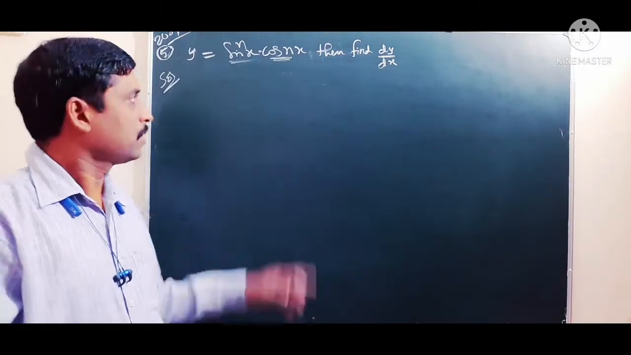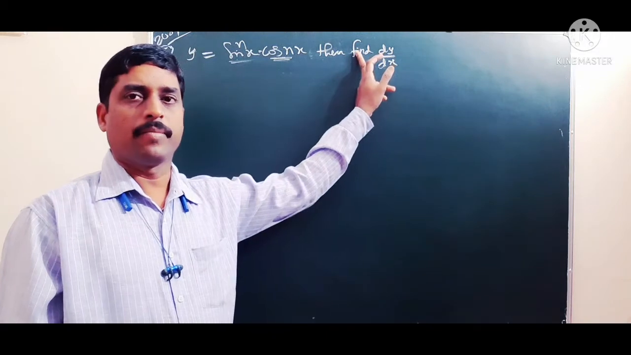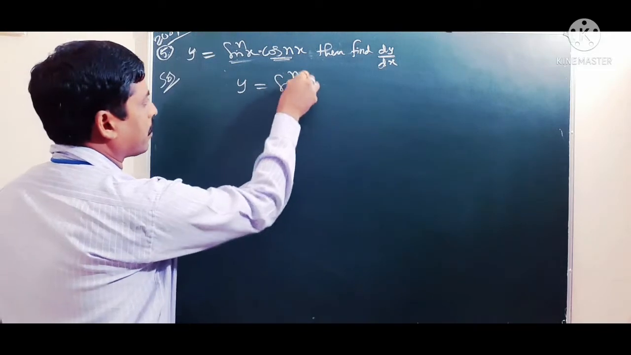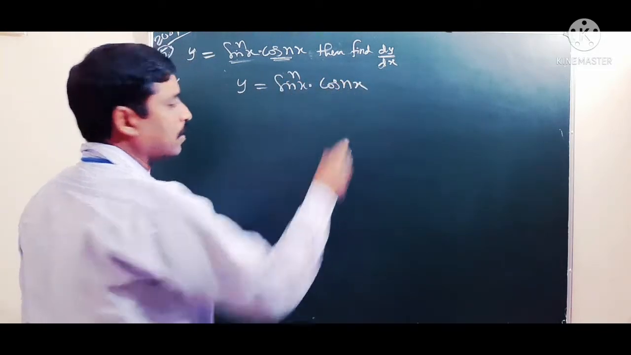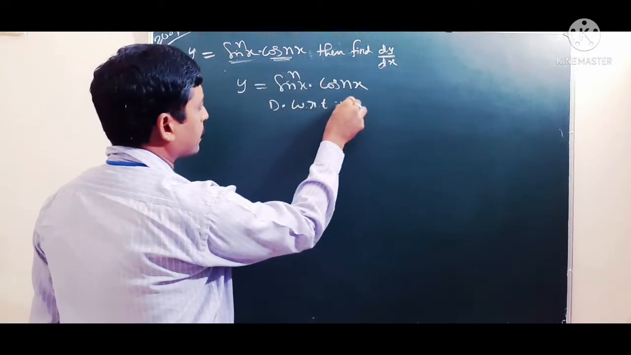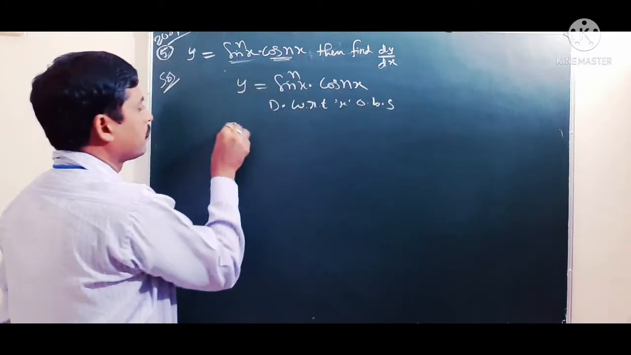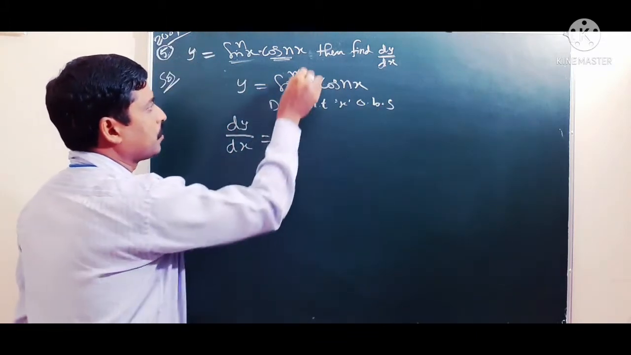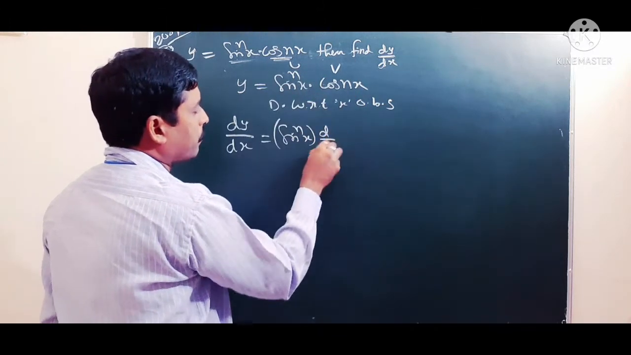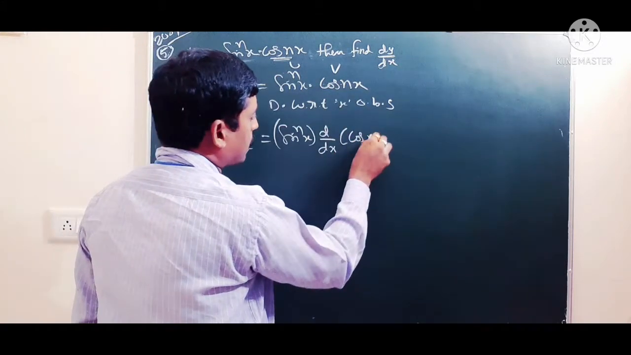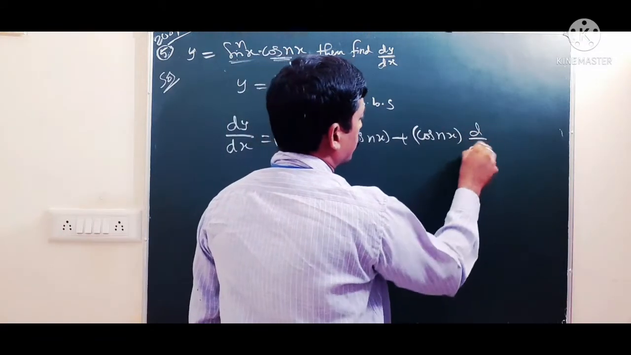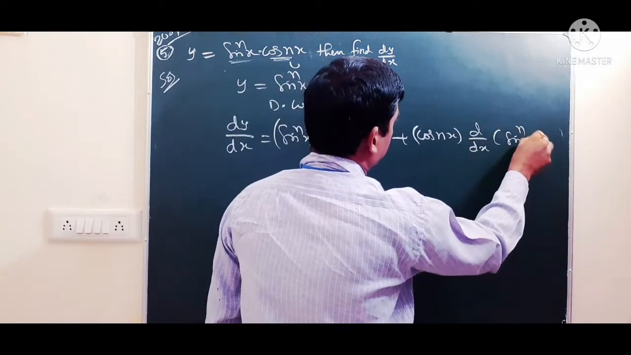This is from a 2009 question. The y value is given, and we have to find dy by dx, using the uv formula. So y equals sin to the power n x into cos nx. Now differentiate on both sides with respect to x. So dy by dx, using the uv formula: u into the differentiation of v, where v is cos nx, plus v into the differentiation of u, where u is sin to the power n x.